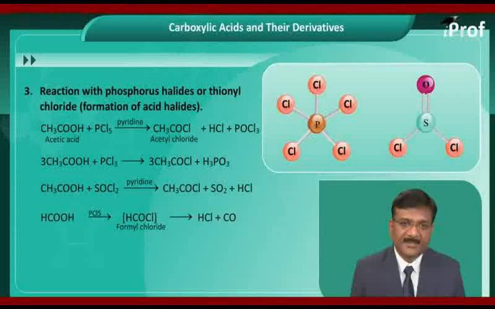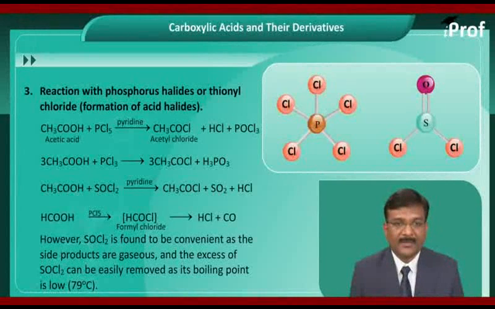The next reaction is CH3COOH, ethanoic acid, when treated with SOCl2, thionyl chloride, in presence of pyridine, then again acetyl chloride CH3COCl is formed along with the liberation of sulfur dioxide gas and HCl.